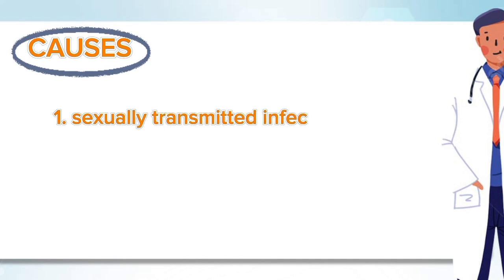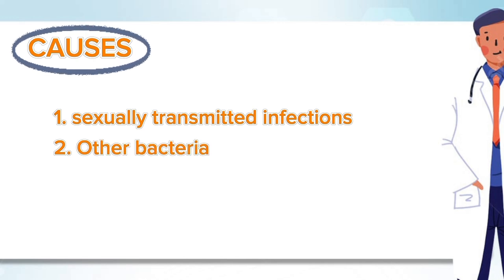Sexually transmitted infection. The most common cause of PID is the spread of bacteria from STIs like chlamydia and gonorrhea. These bacteria can travel from the cervix, or the opening to the uterus, up into the fallopian tubes and other reproductive organs. Other bacteria. Sometimes, other bacteria, such as those found in the vagina, can cause PID, especially if there is a disruption in the natural balance of vaginal bacteria.